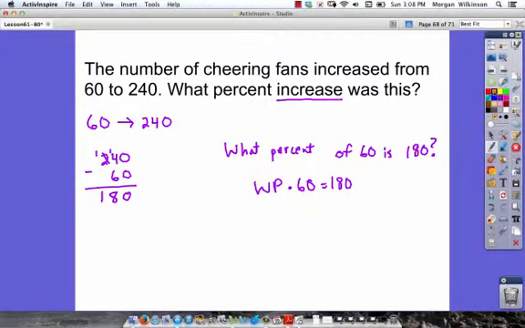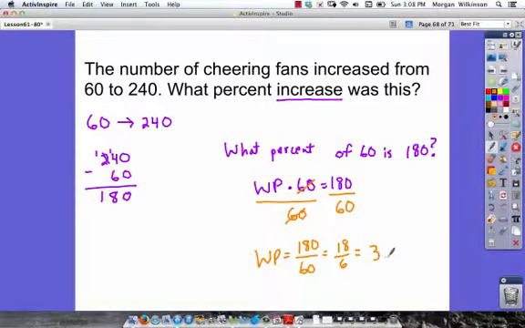In order to undo the multiplication of 60, we're going to divide by 60, because 60 divided by 60 is just 1 over 1. And then we'll say 180 divided by 60. So WP is equal to 180 over 60, which is the same thing as 18 over 6. And we know that 6 goes into 18 3 times. So since it goes into 18 3 times, and we want to change that into a percent, well, 3, that's the same as 300%. Because remember, 1 would be the same as 100%. So we've got our answer.